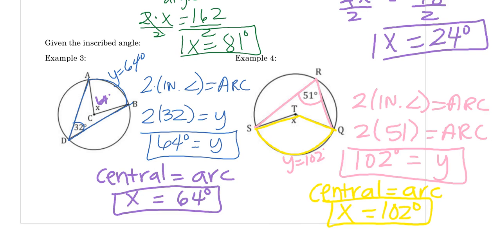Okay, pretty straightforward, just remembering what you have and what the pattern is, right? If you have the arc, then you basically take half of it to find the inscribed angle. If you have the inscribed angle and you want to find the arc or central angle, you literally just double it. You multiply it by 2, because the nice thing is our central angle is equal to the arc.